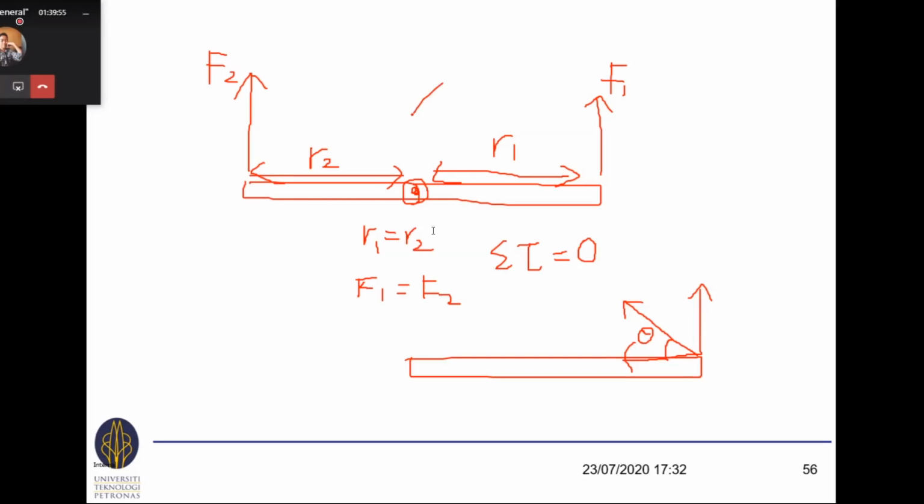Because this will bring a counterclockwise direction, and this will bring a clockwise direction. Both are the same, plus and minus cancel, so there is no rotational motion for the system. Okay? Okay, I see now.